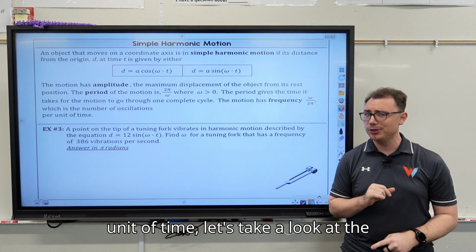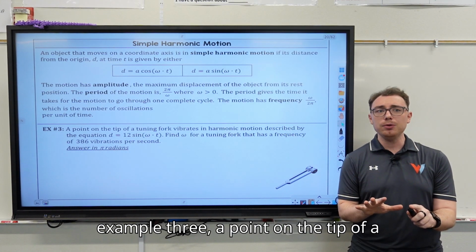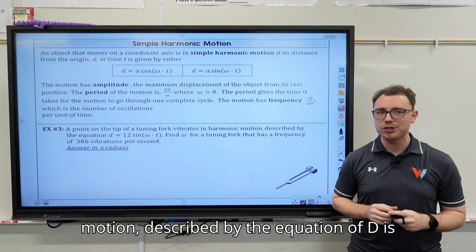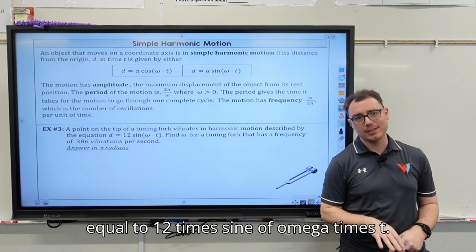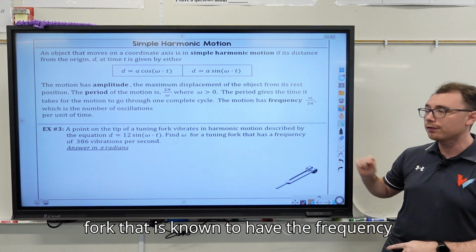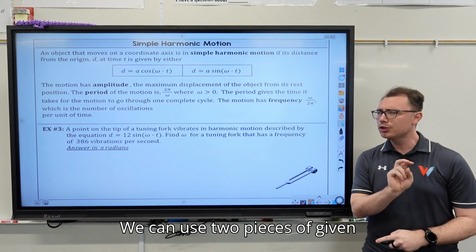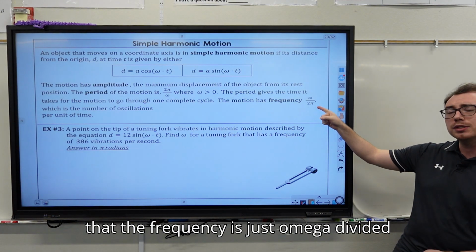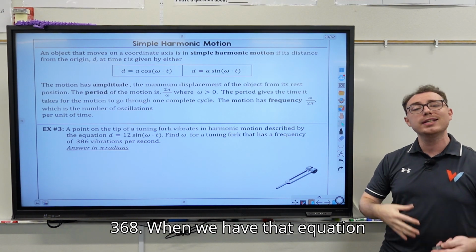Speaking of oscillations per unit of time, let's take a look at the frequency in example 3, where a point on the tip of a tuning fork vibrates in a harmonic motion, described by the equation d is equal to 12 times sine of omega times t. We want to try and find omega of a tuning fork that is known to have the frequency of 386 vibrations per second. We can use 2 pieces of given information to help us find omega. The first piece is knowing that the frequency is just omega divided by 2 pi, and that we have a frequency of 368.